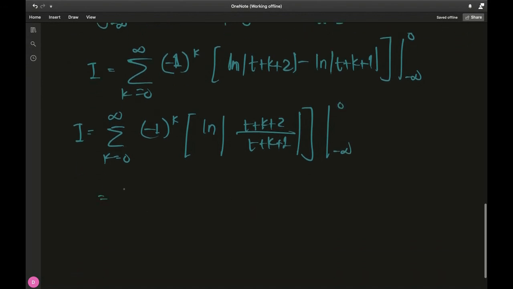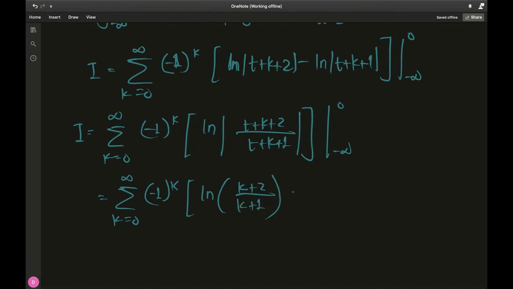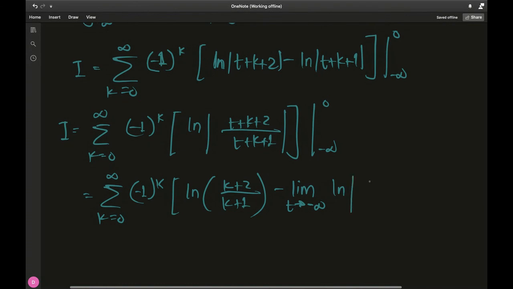So at t equals 0, we just have a natural log of k plus 2. K is positive, so no need for absolute value. So k plus 2 over k plus 1, minus the limit as t goes to negative infinity of the natural log of the absolute value of t plus k plus 2 divided by t plus k plus 1.